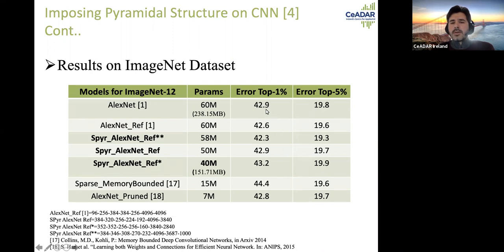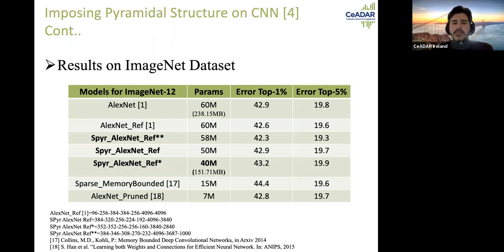I mean, the top one error was 42.9%, but with a 20 million reduction in parameters, the error increases only by 0.3%. Or if we have 50 million parameters, then despite a reduction of 10 million parameters, we have the same error rate. Whereas in this case, we have reduced the top 5 error.